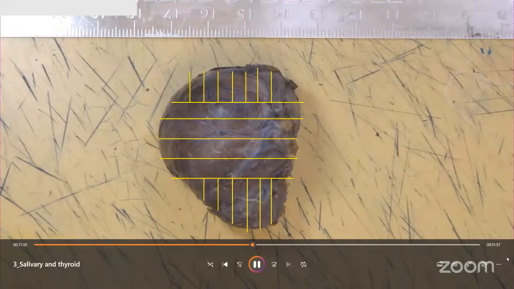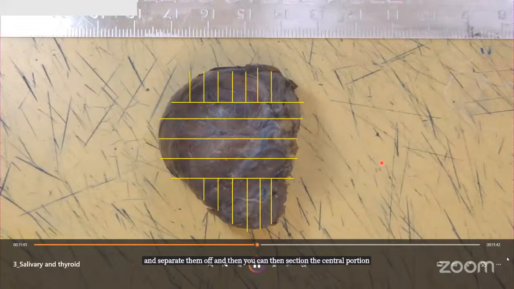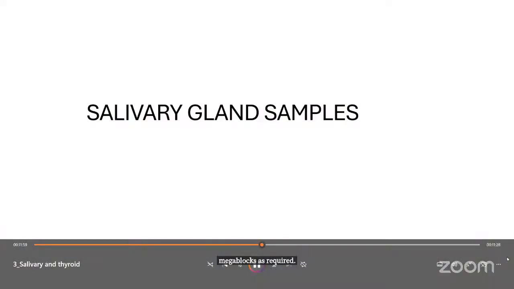Alternative method is to identify the superior and the inferior poles and make a transverse cut across, above and below, and separate them off, and then you can section the central portion transversely and take perpendicular sections through the polar fragments, and you can use a combination of regular and mega blocks as required. So that was a brief overview of the management of thyroid gland specimens.